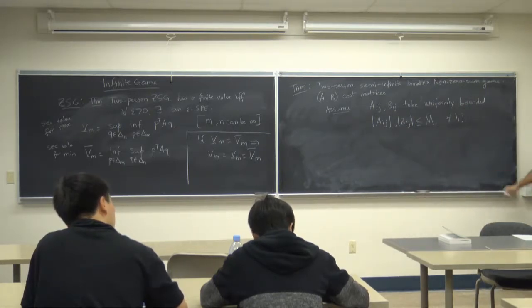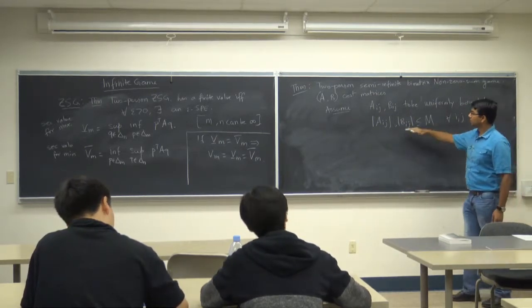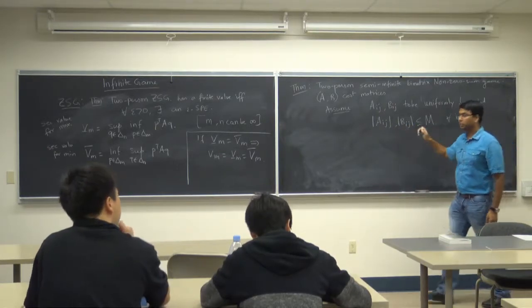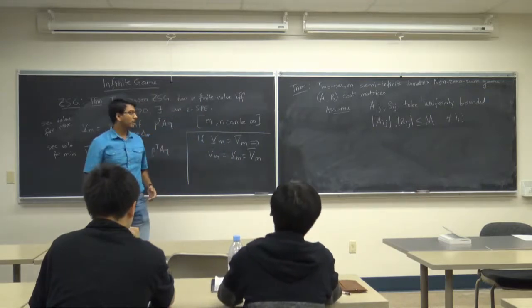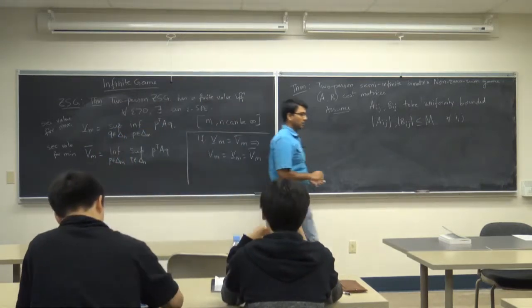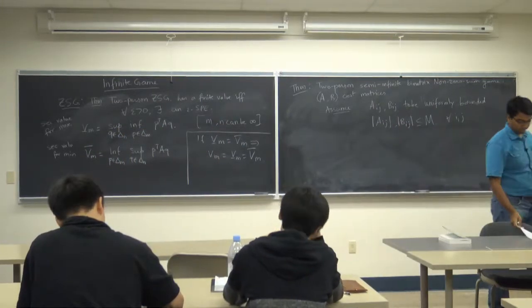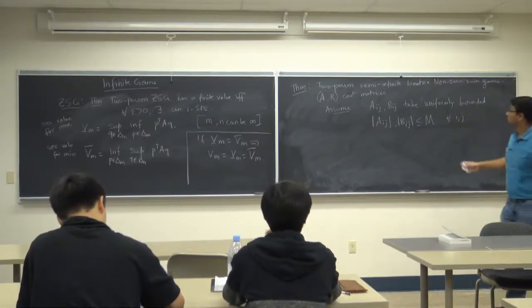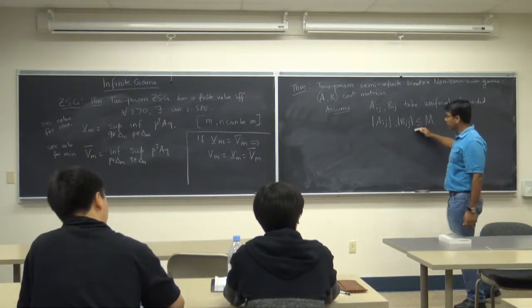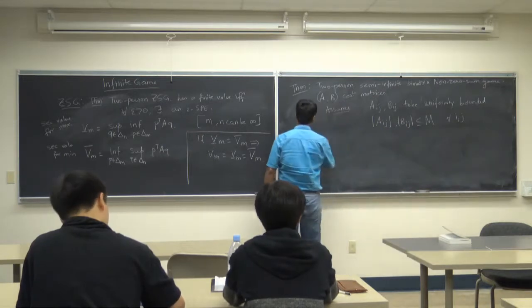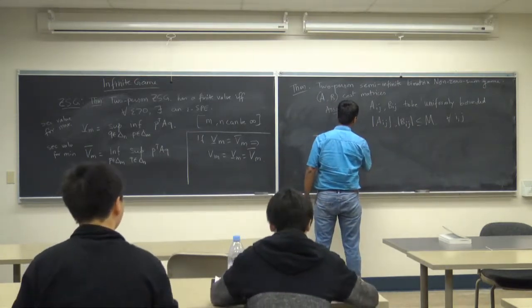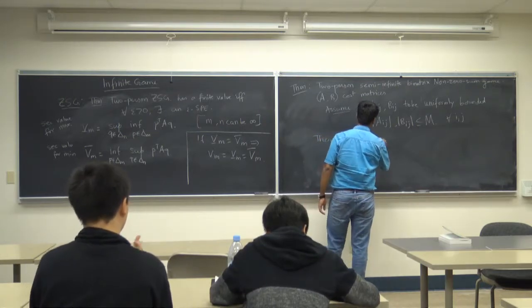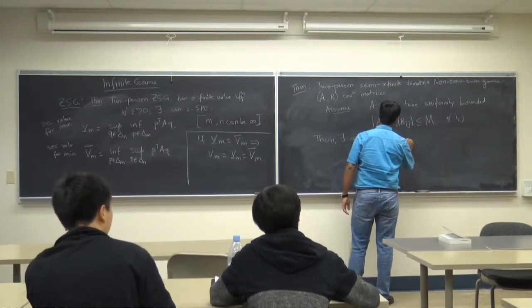So there is a constant so that every entry of these matrices should be less than or equal to that constant. Okay, so you want a uniformly bounded condition. This is all you need. Then there exists an epsilon Nash equilibrium in mixed strategies.